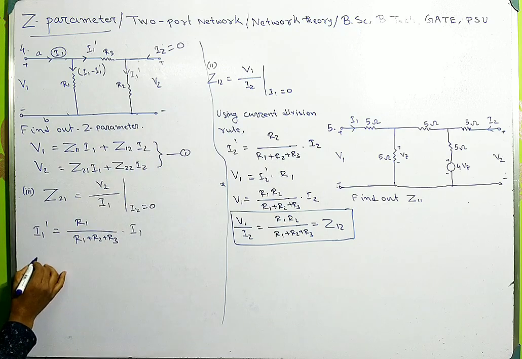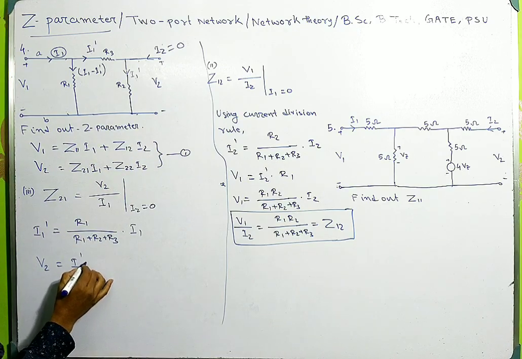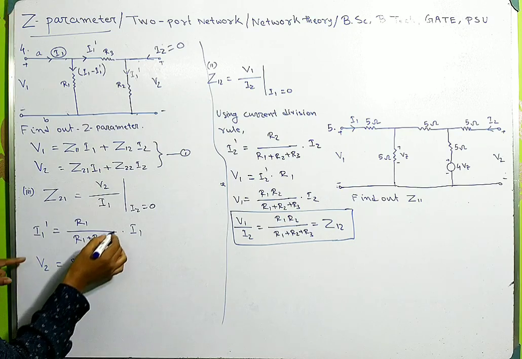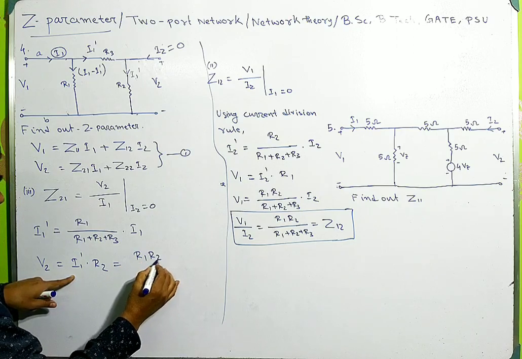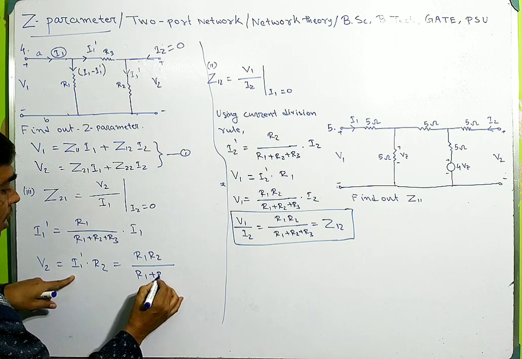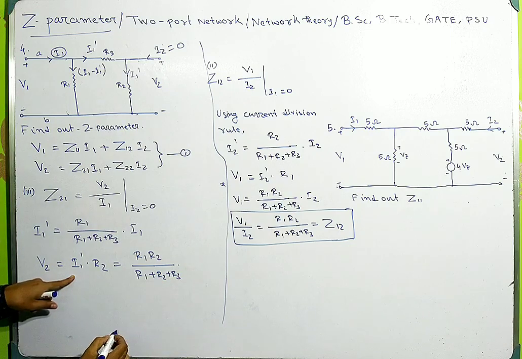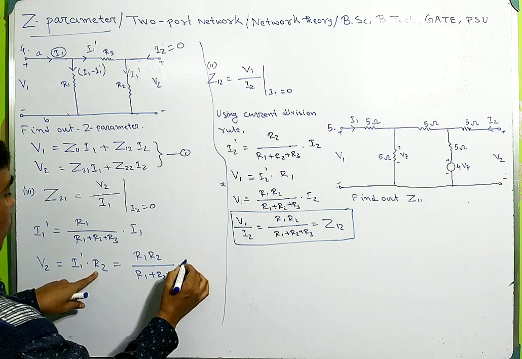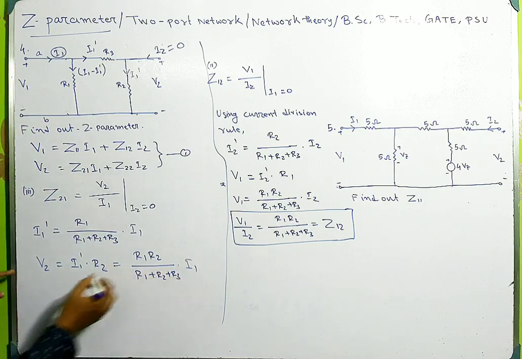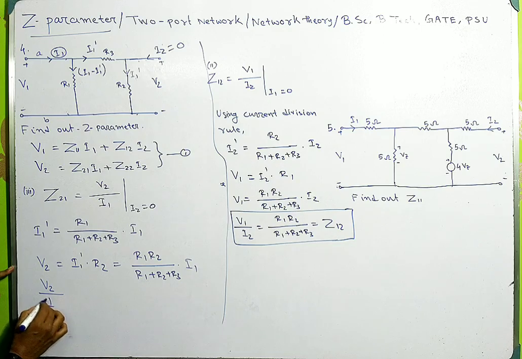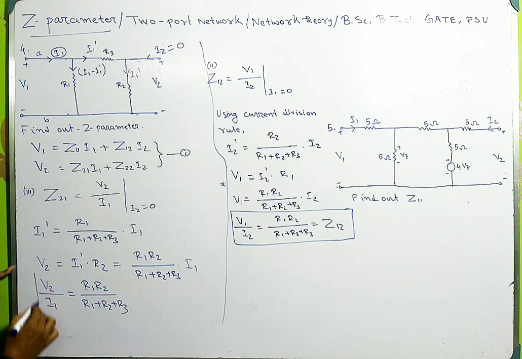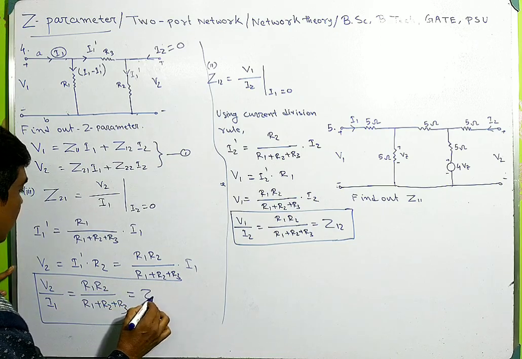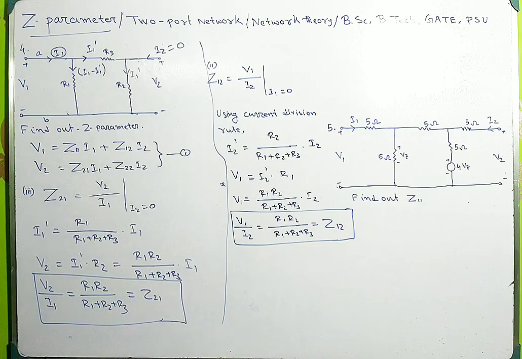So V2 can be calculated as I1 dash into R2. If I put this value in this equation, then it will be R1 into R2 divided by R1 plus R2 plus R3 into I1. So Z21, which is V2 by I1, is given by R1 into R2 divided by R1 plus R2 plus R3. So this is the value of Z21.